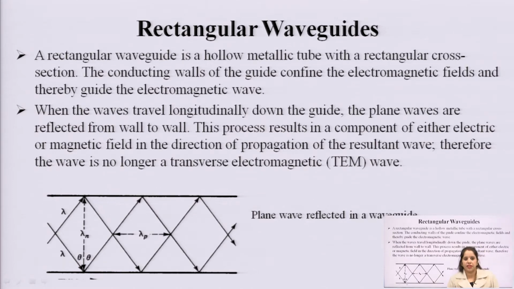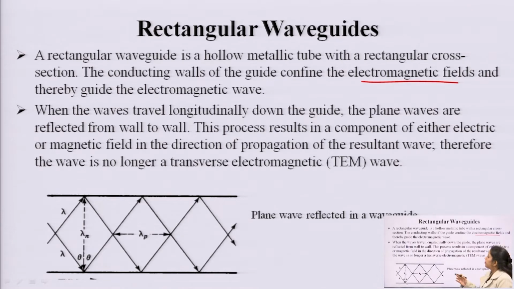Already we have studied that. Now, the rectangular waveguide. There exist two types of waveguide, so first of all we will deal with the rectangular waveguide. A rectangular waveguide is a hollow metallic tube with a rectangular cross section. If it has a circular cross section, it comes under the circular waveguide. The conducting walls of the waveguide confine the electromagnetic fields, thereby guiding the electromagnetic wave. This is the basic property of any waveguide.